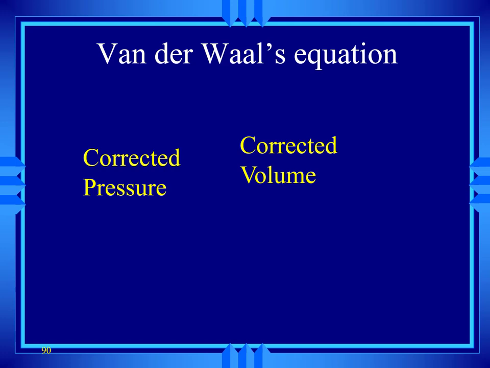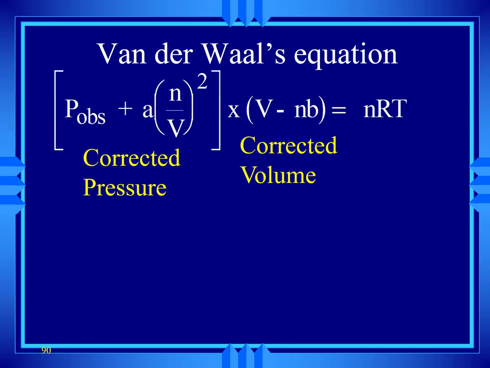And he realized he had to correct for 2 things. He had to correct for the pressure, and he had to correct for the volume. Correct for the pressure because they're not hitting the wall because they're sticking, and correct for the volume because the molecules take up some of the space. So here is what it looks like when you do that.